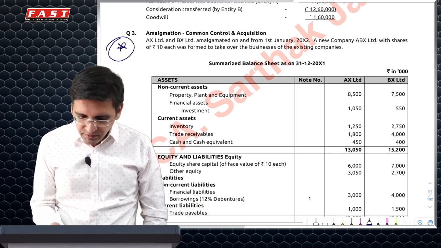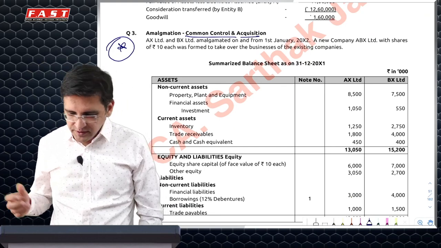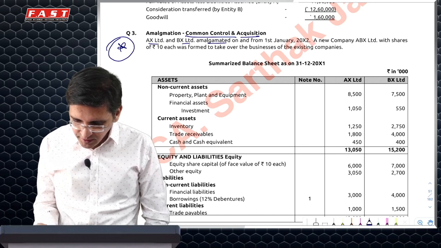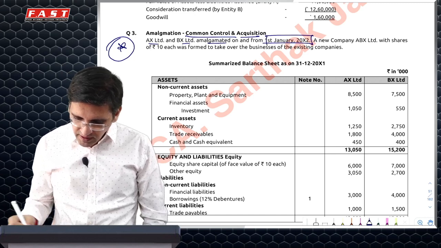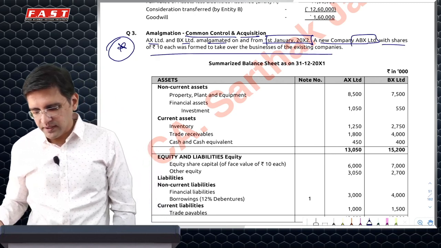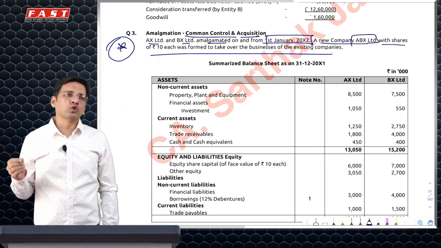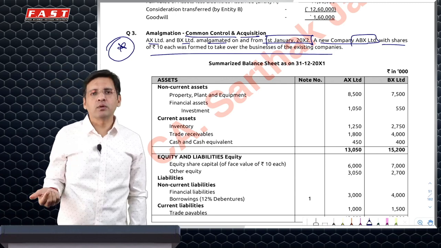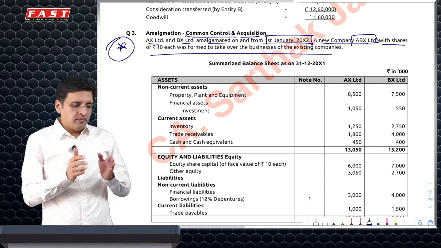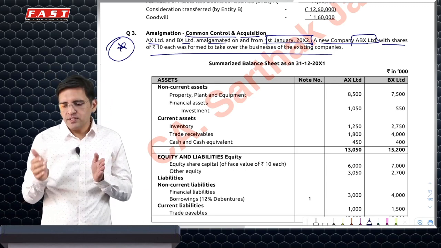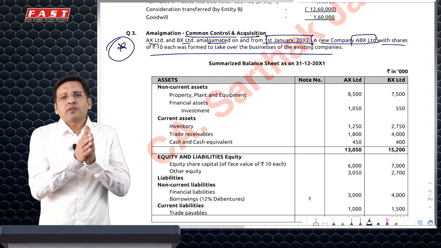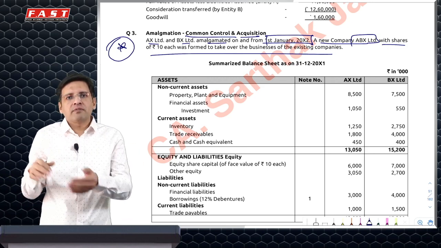A very good question, do it very well. In this question, there are two possibilities which they have created. They say AX and BX amalgamated on 1st January 2002 to form a new company, ABX. Remember, under NDAS, A plus B is equal to C, unless it's a joint arrangement, would usually lead to reverse acquisition. Because if A plus B is equal to C, C would have issued its shares to owners of A and B.